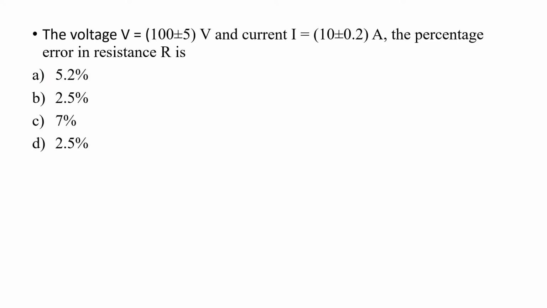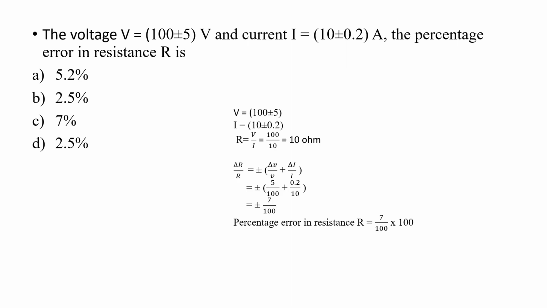Next question, the voltage V is equal to 100 plus or minus 5 and current I is equal to 10 plus or minus 0.2. The percentage error in resistance R is dash. I repeat the question, the voltage V is given as 100 plus or minus 5, where V will be taken as 100 and delta V will be taken as 5. Similarly, for the current, I will be taken as 10 and delta I will be taken as 0.2. You have to find out the percentage error in resistance R.